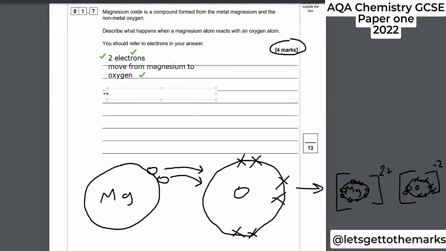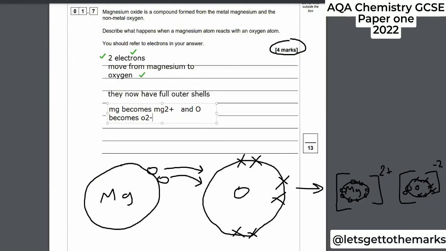Okay, what's the last mark? You're going to be able to say things like, they now have full outer shells. That could get you a mark. We could basically say Mg becomes Mg2+, and O becomes O2-. So I can give the ionic charges and so on. So one's a positive ion, one's a negative ion, that kind of thing. So I would always write as much as you can on these to try and make sure you get all the marks. They're worth 4 marks and they come up in nearly every chemistry exam every year. All right, let's rock.